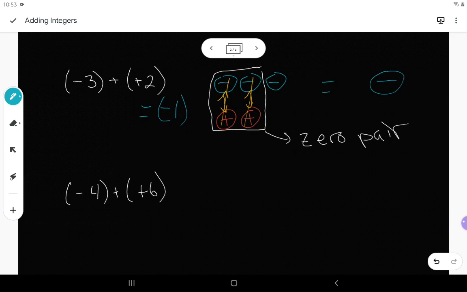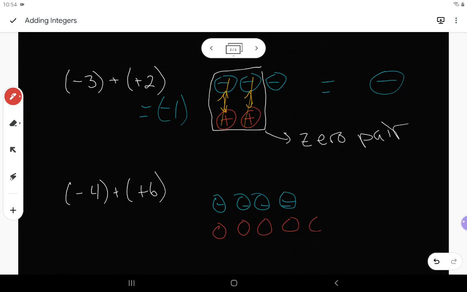Okay, if I was to look at the next one, so again, I've got negative 4 plus positive 6. I'm going to start off with my 4 negative chips. And then I've got my 6 positives. So I'm going to draw in my 6 positives.